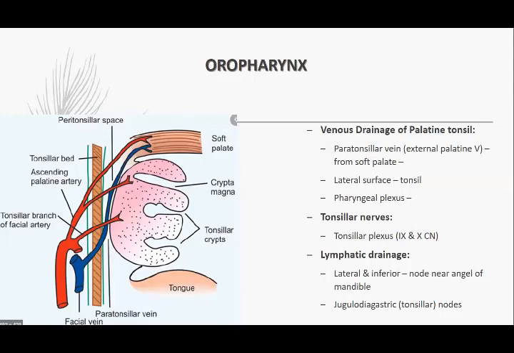Lymphatic drainage: the lymph nodes that drain the palatine tonsil lie near the angle of the mandible. They are the lateral and inferior group of lymph nodes. Plus, you have the jugulodigastric nodes. They also drain the palatine tonsil. That is why they are called tonsillar nodes. The nerve supply of the tonsil comes from the tonsillar plexus of nerves, with contribution from the glossopharyngeal and the vagus nerves.